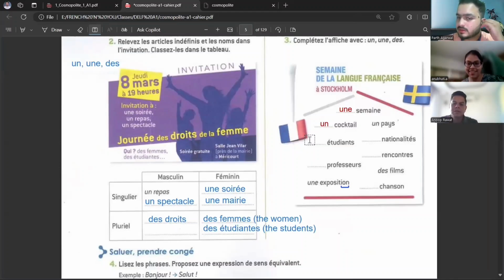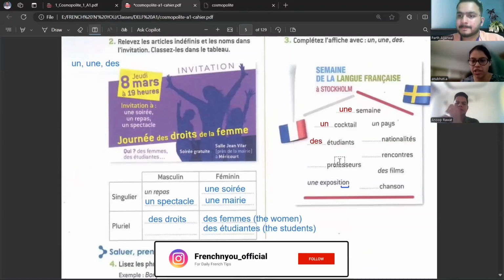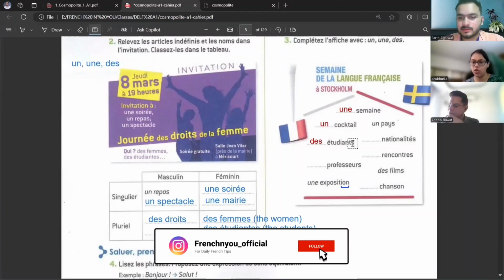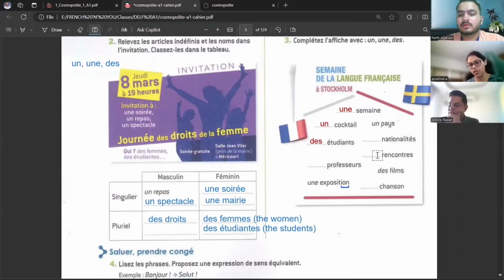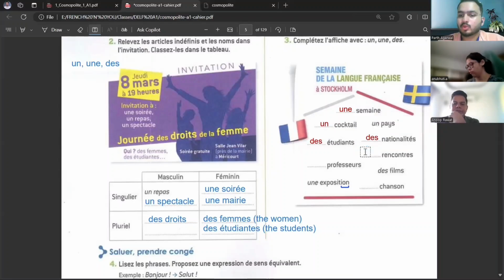Des étudiants. Correct. But this is, like you said, masculine. Yeah, this is the masculine form. Then next one, Anu. Des. Because in the plural form, whether it is masculine or feminine, if we are using the indefinite article, there will be only des. Des is the only option. Okay, next one.